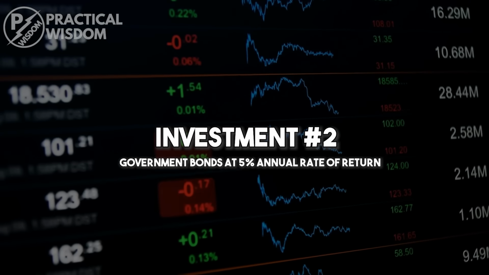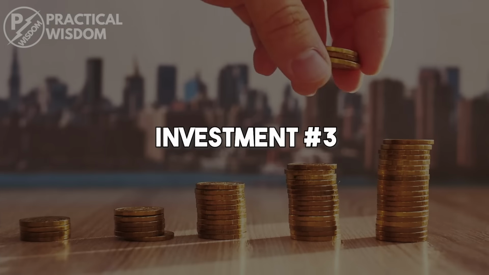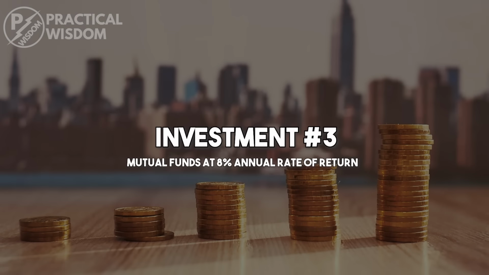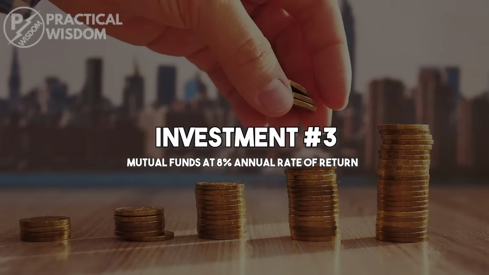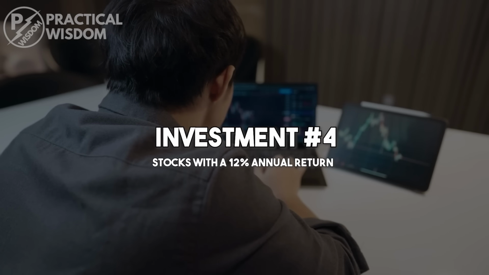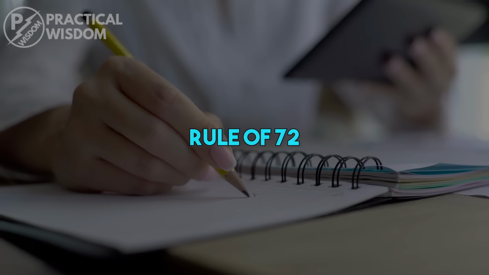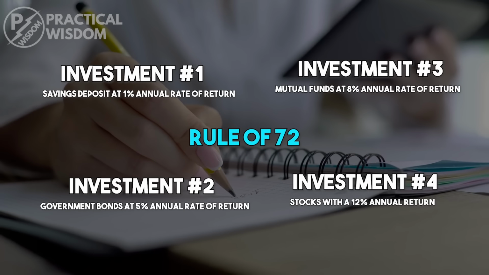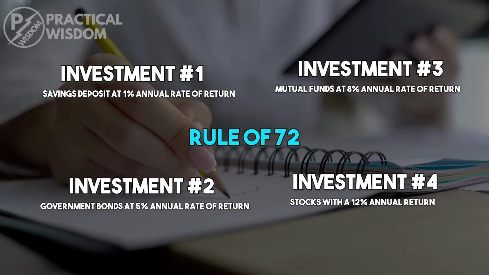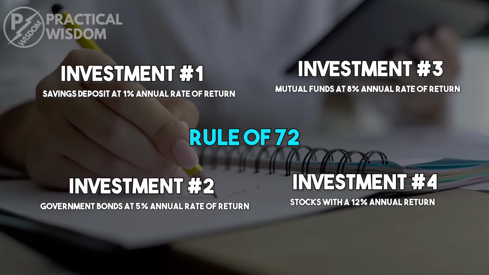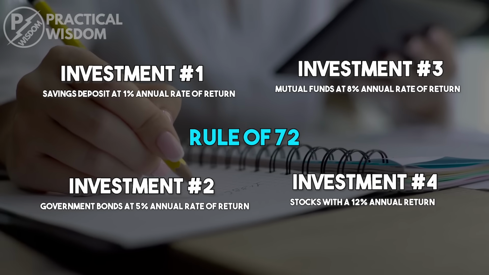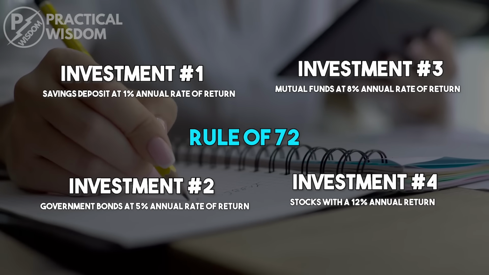Government bonds at 5% annual rate of return. Investment number 3. Mutual funds at 8% annual rate of return. Investment number 4. Stocks with a 12% annual return. Now, using the rule of 72, try calculating by yourself how long it will take for you to see returns on these investments. Write your answers in the comments and tell me what pattern you can see.